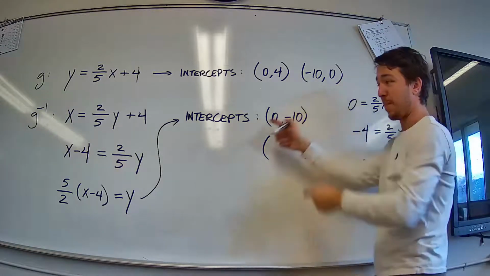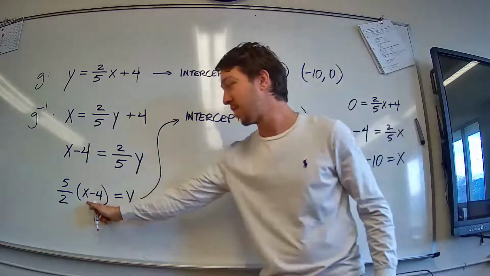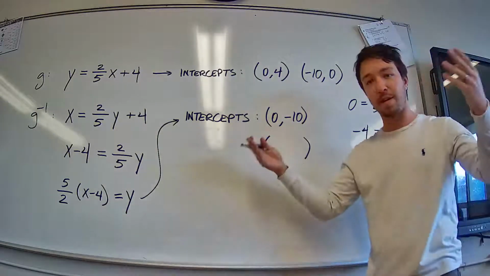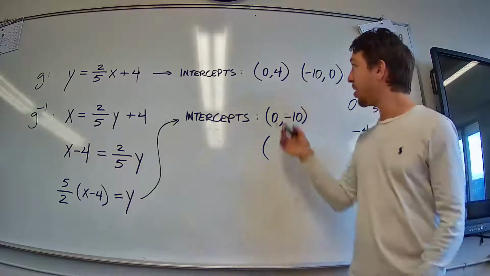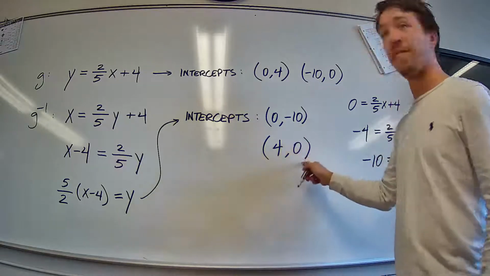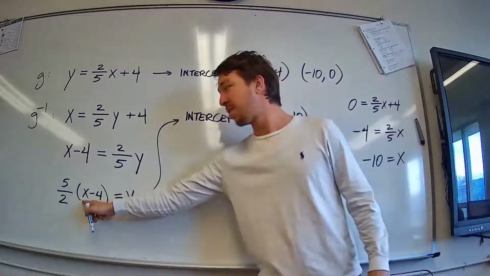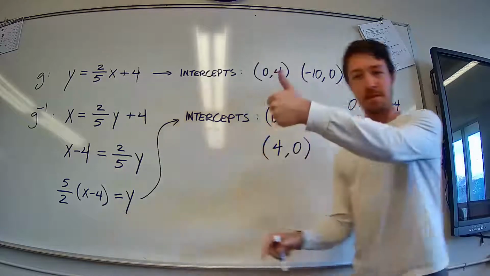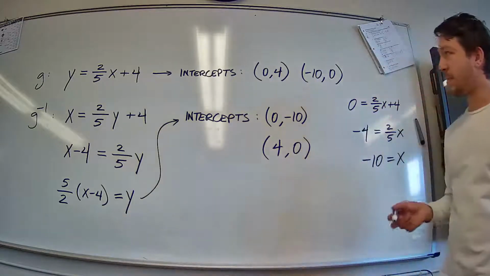Can we confirm that plugging in 0 would get -10? Yeah. That checks our answer, right? It makes us be like, yeah, we got it right. That's correct. How about this point? 4, 0. Can we confirm that plugging in 4 for x gets me 0 for y? Yeah. Doubly confident this is correct.